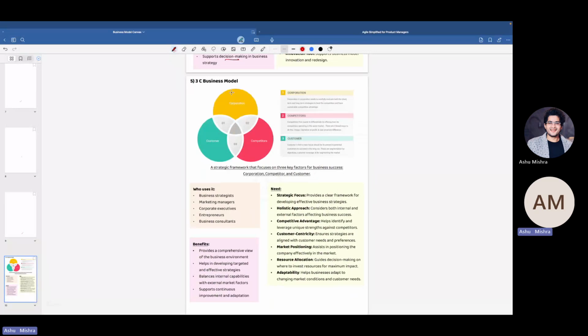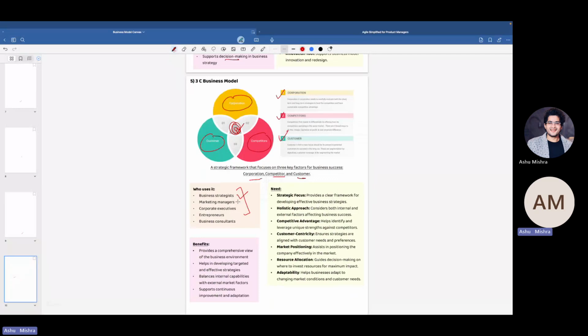Now, what is this 3C? First is the corporation or corporate, right? The second is the customer, and third are the competitors. So if you see an alignment or a synergy of these three, it gives you a business model which is very pertinent and very useful, guys. And hence, if you also see the definition, it is focusing on the three key factors, which are corporation, customer, as well as competitor. So who are ultimately using it?